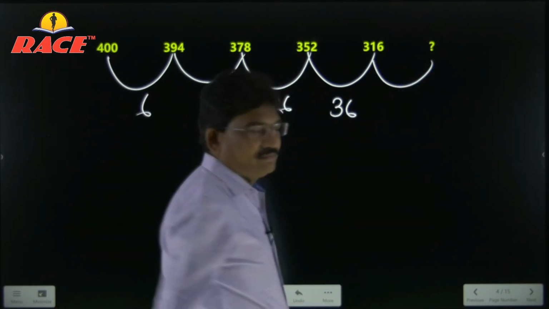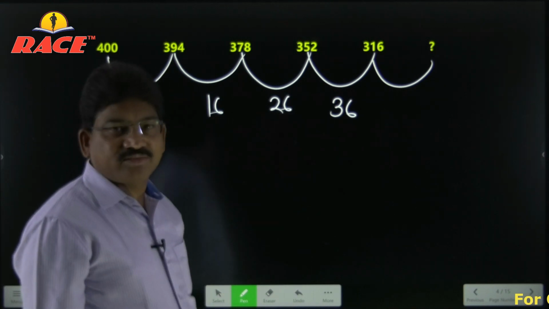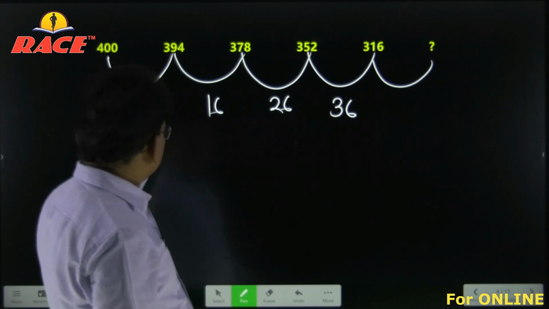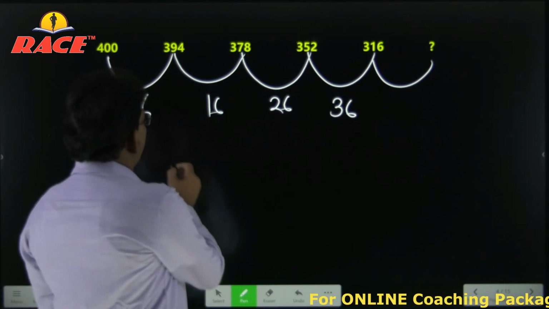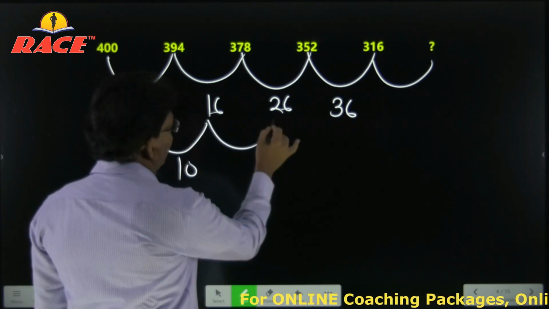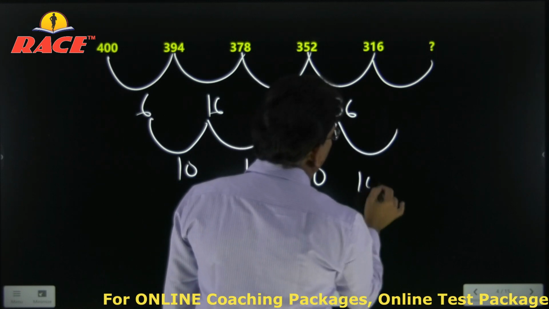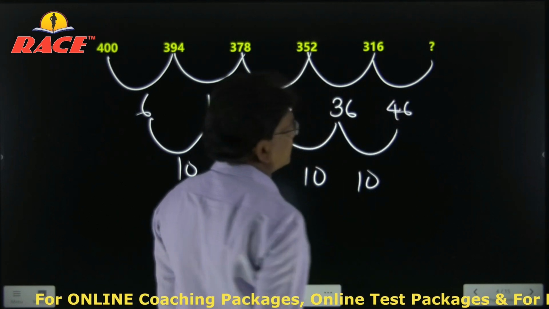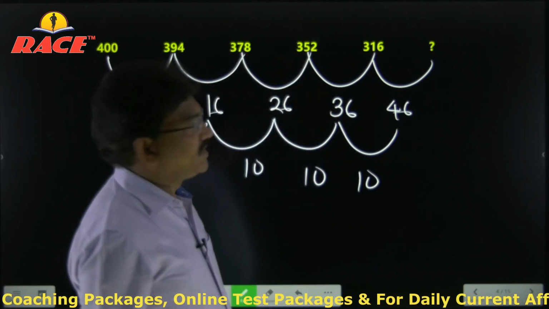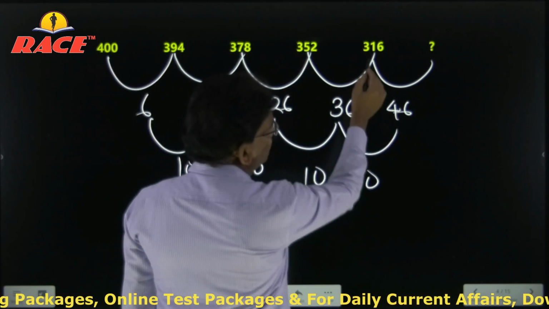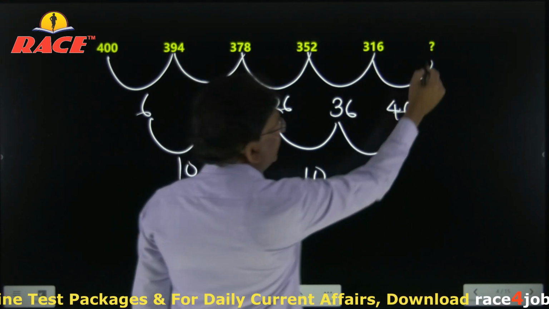What should be the difference? See the differences: 6, 16, 26, 36, increasing by 10 each time. Plus 10, plus 10, plus 10. With that you can make out what is happening. The next one also should increase by 10. 36 plus 10 should be 46. The difference should be 46, decreasing. So 316 minus 46: 316 minus 16 is 300, 300 minus 30 is 270.